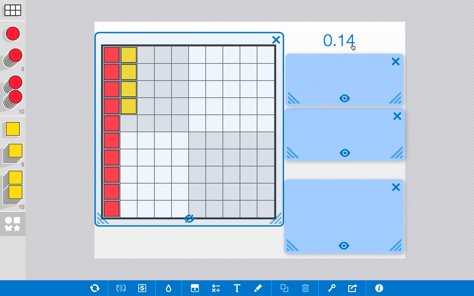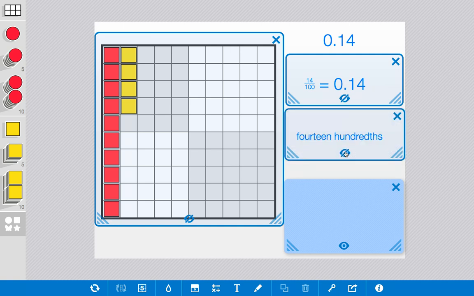And then the 4 is in the hundredths place. So we have 4 yellow squares out of the total 100 to represent 4 hundredths. That's just how you would write it as a fraction and then how you write it as a decimal. Now, to write this in word form, we basically just say how we say it as a fraction. So 14 hundredths, you would write exactly what you heard, 14 hundredths, in words.